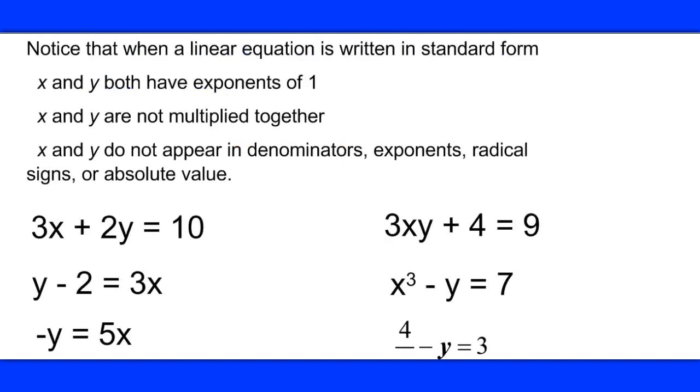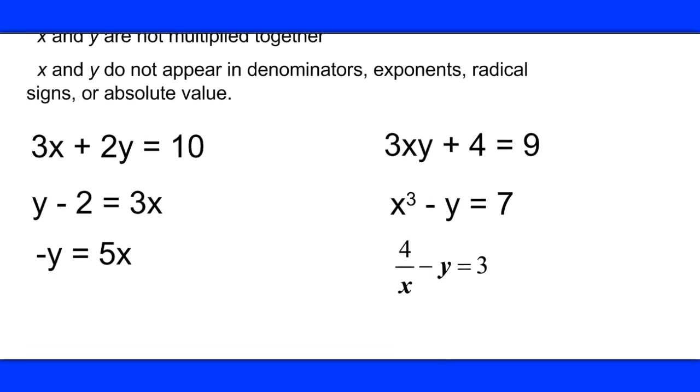You'll also notice that when a linear equation is written in standard form, there are some special characteristics. The x and the y will both have exponents of 1. The x and the y are not multiplied together. The x and the y do not appear in denominators. They do not appear as an exponent, underneath a radical sign, or inside absolute values. So let's take a look here and decide whether these are linear functions or not. This one's perfect. Ax + By = C, check, linear function.